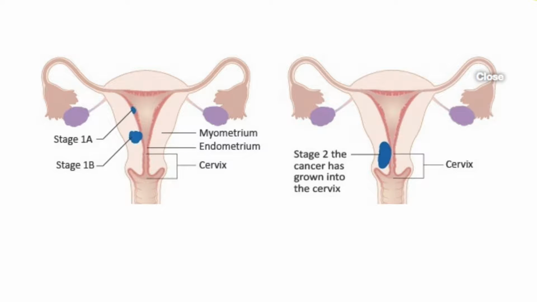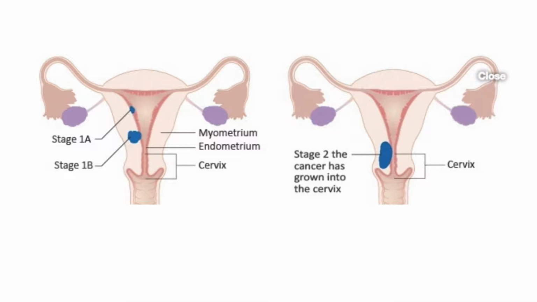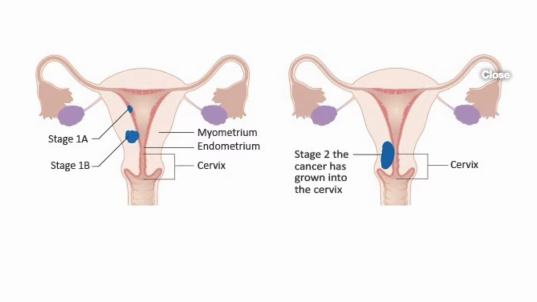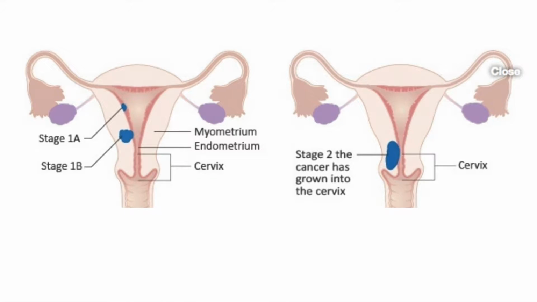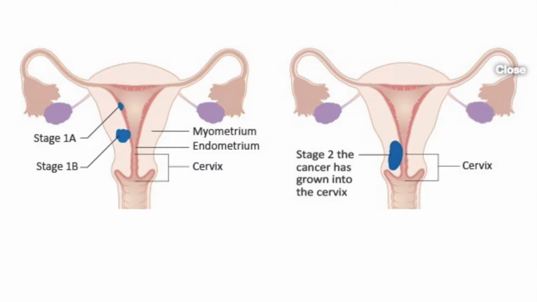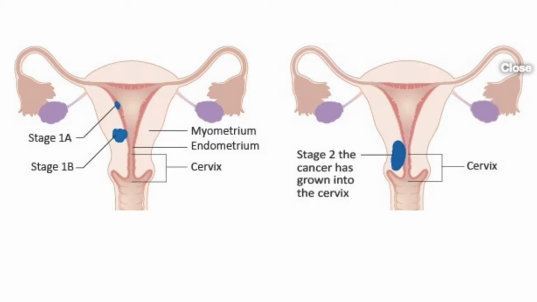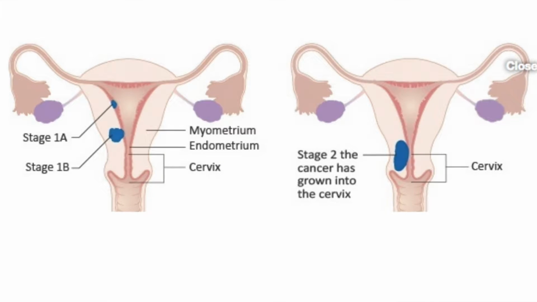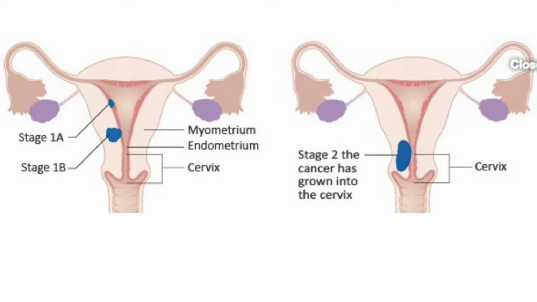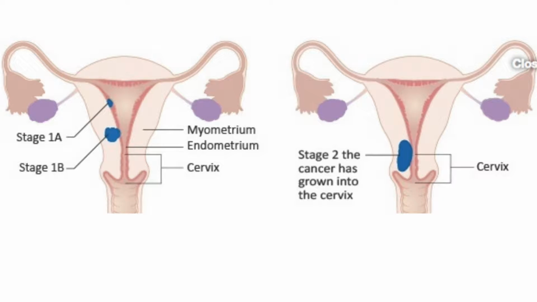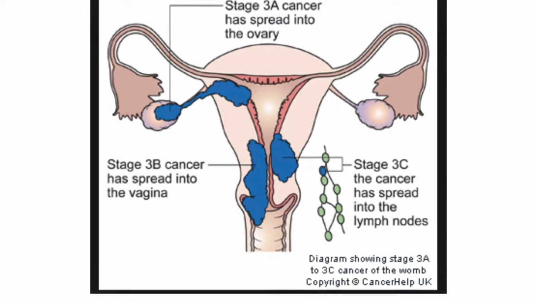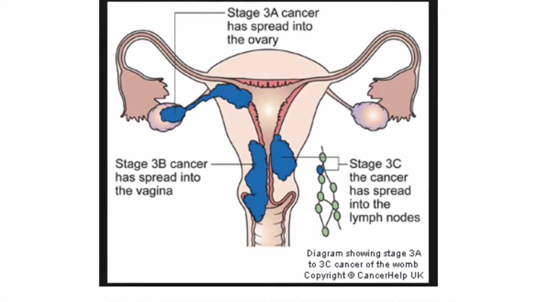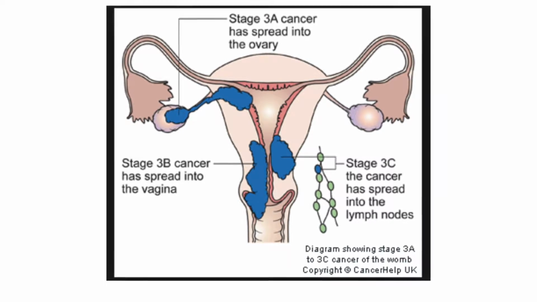So stage 0 is when the abnormal cells are found only on the surface of the inner lining of the uterus. And here we see a graph of stage 1 and stage 2 of uterine cancer. Stage 1 is when the tumor has grown through the inner lining of the uterus. Stage 2 is when the tumor has invaded the cervix. Stage 3 is when the tumor has grown through the uterus to reach nearby tissue, such as the vagina or the lymph node.